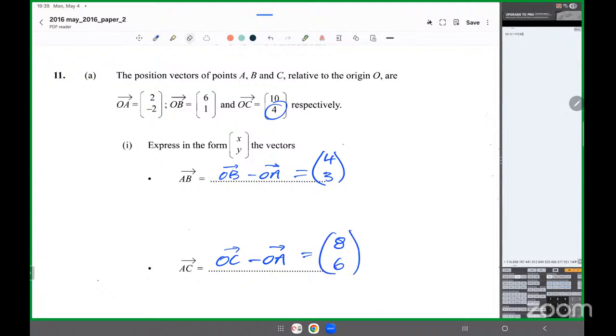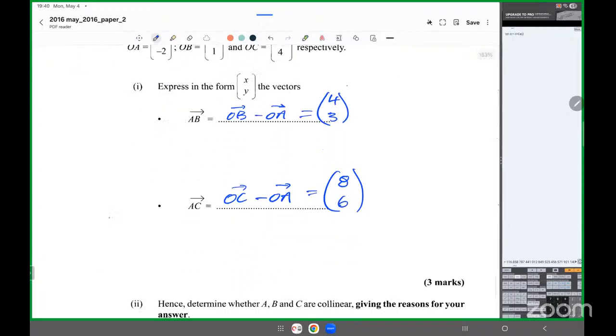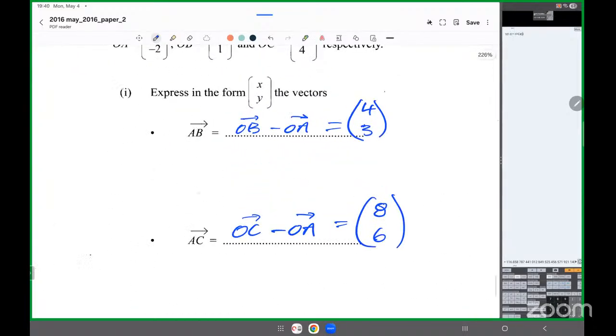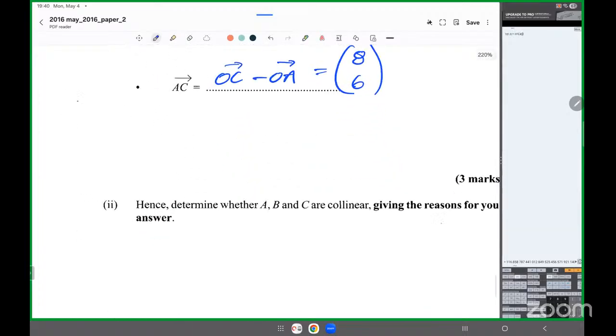And then two vectors are parallel if one is a multiple of the other. The big one here is 2 times the small one there. So they are parallel. You can see that from those numbers easily. And there is also a common point, so the points are collinear. It says, hence determine whether A, B, and C are collinear.